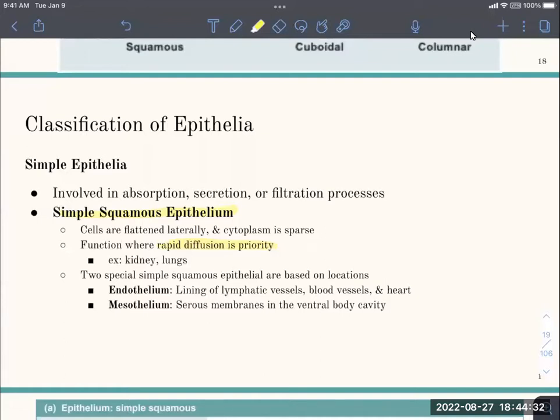So we have two special simple squamous epithelia, and they're based on their location. We have what are called endothelium. Endothelium is lining of like blood vessels, lymphatic vessels, and your heart. While mesothelium, it's more of a serous membrane. It's found in different ventral body cavities.